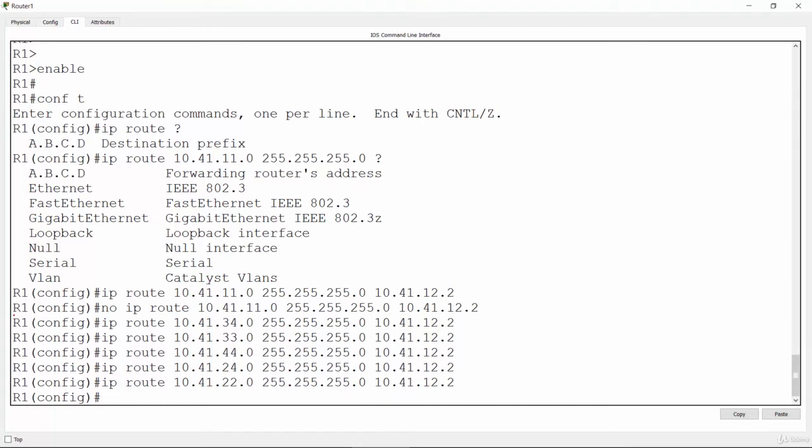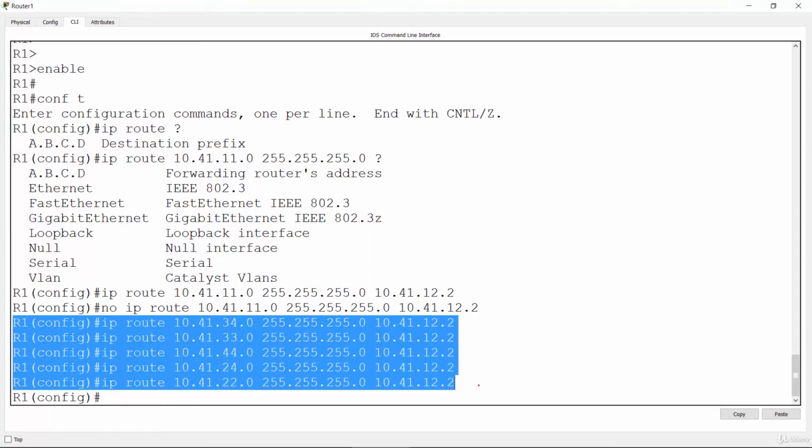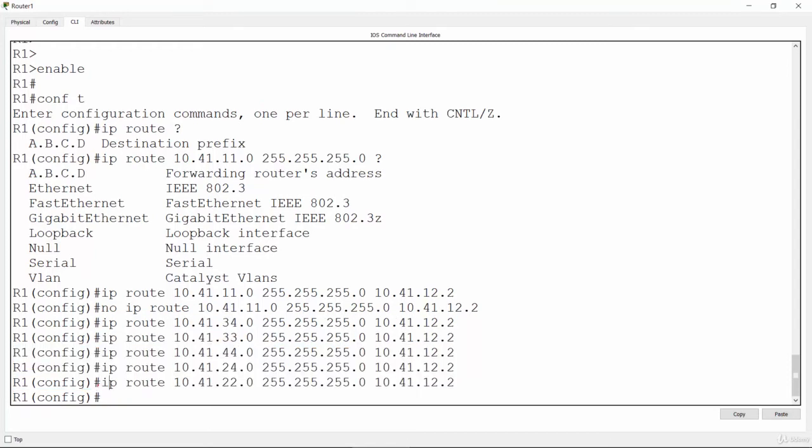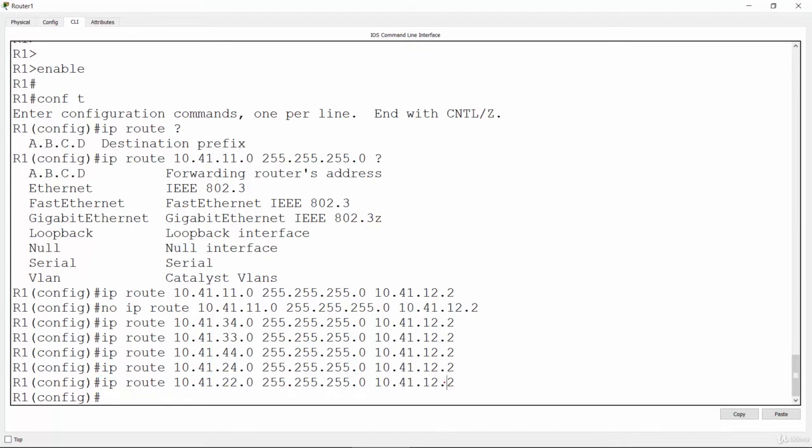Here is my whole configuration for static route. Let's take a look at this portion. ip route 10.41.22.0 and the subnet mask of the destination network. Send the packet to 12.2, which is router 2.